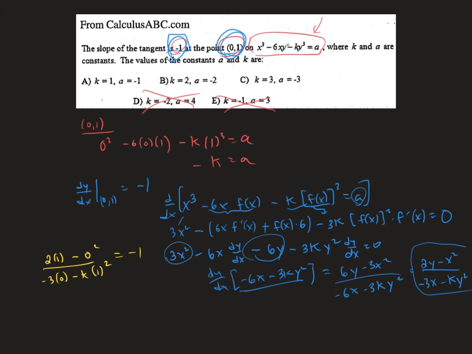So if I simplify that, then I multiply both sides by -k, I get that k is 2. Since k is 2, and a was -k, the answer is B.